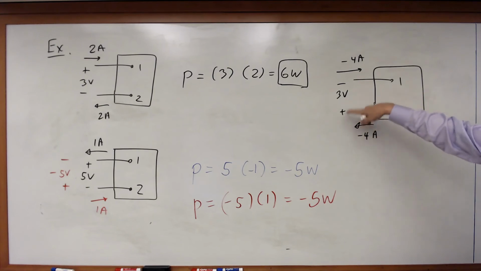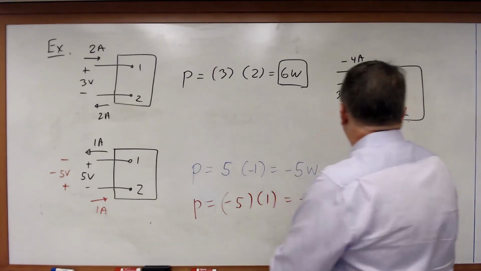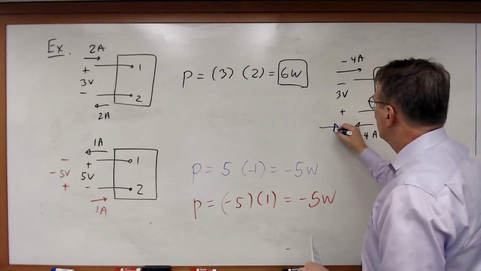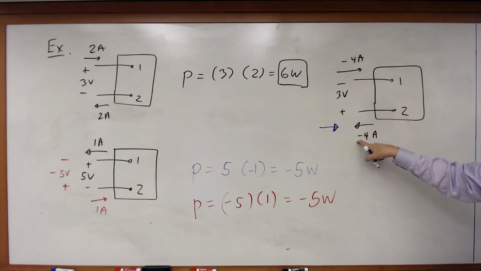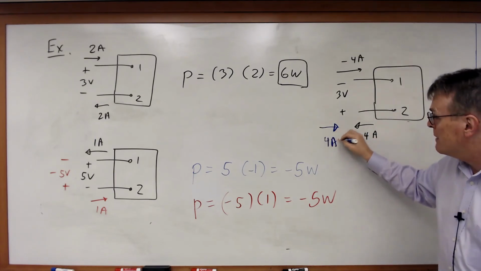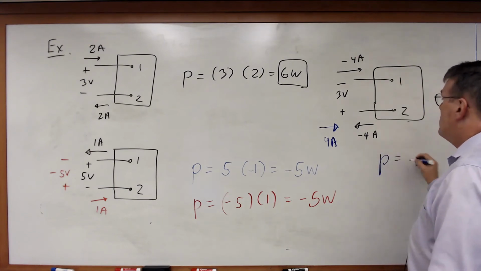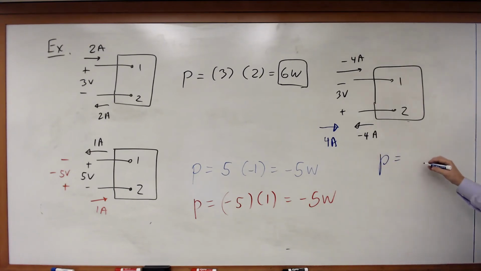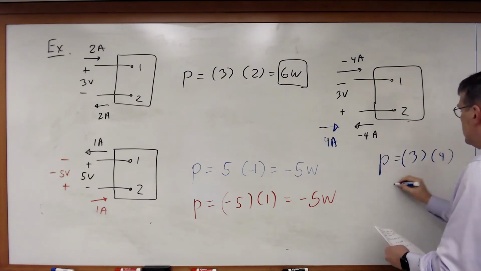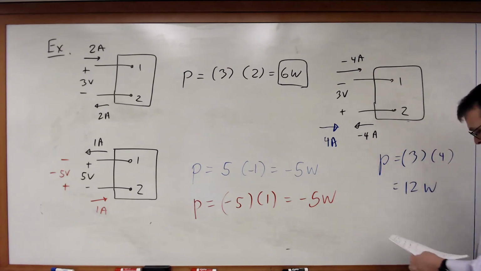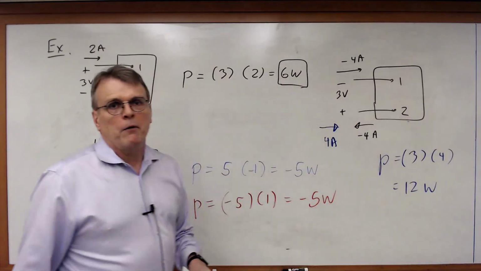Okay? Let's make this conform to the PSC. So in this case, I'll flip the direction of the current around. I've now got the direction going in where it's 4 amps going into the positive end. And therefore, in this case, P is now equal to 3 times 4, which is 12 watts. And once again, I've got an element that's absorbing power.